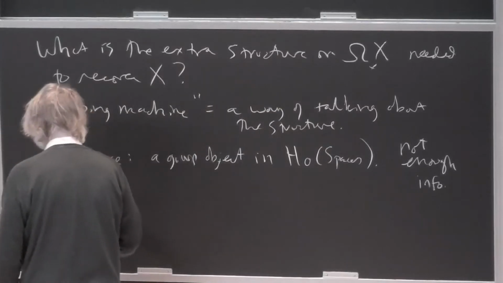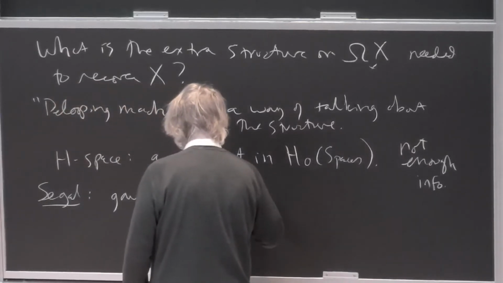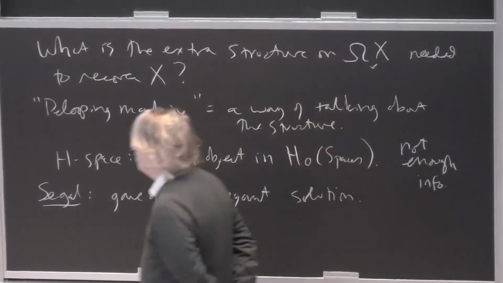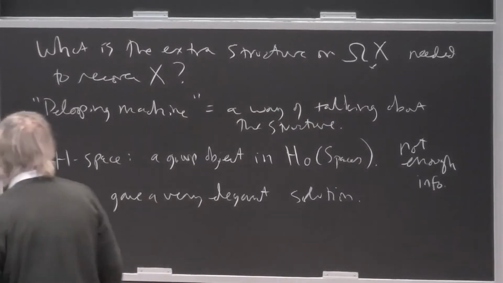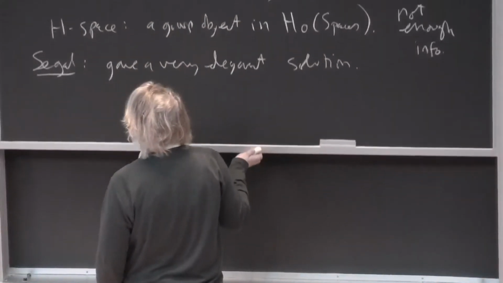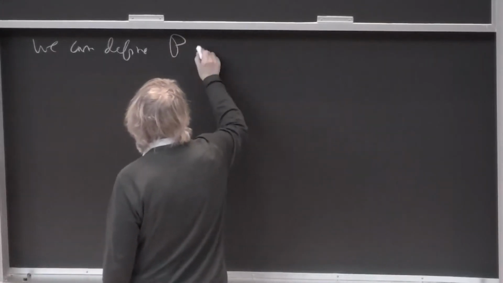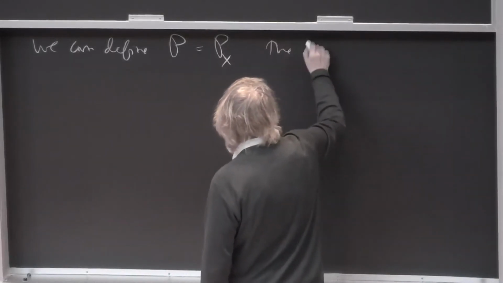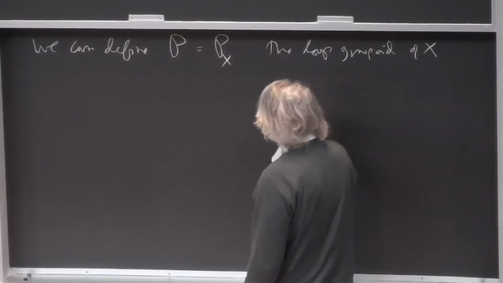Segal really gave what I feel is a very elegant solution to this question. To understand this, let's go back to this problem of defining this infinity groupoid. The idea is that we can define this P thing, P depending on X, the loop groupoid, you might say, as follows.